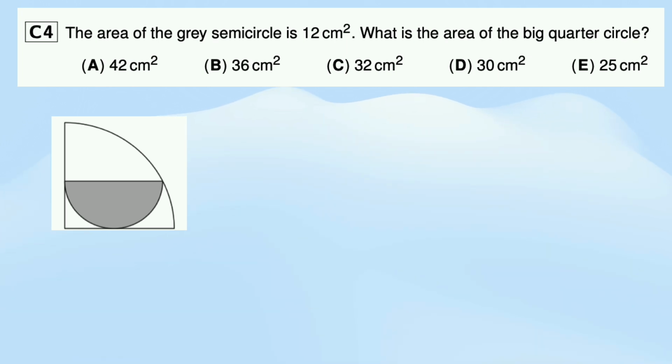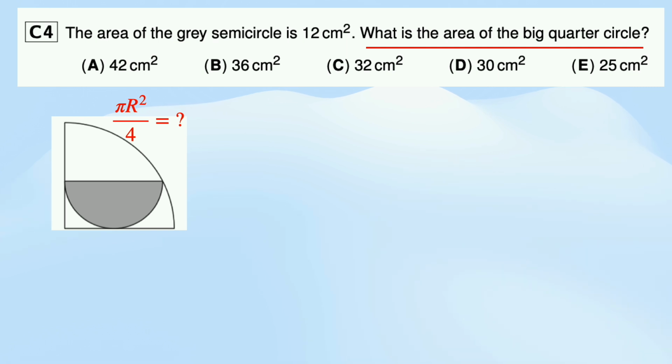To determine the area of the quarter circle, we need to know its radius, which of course must be related to the given information, the area of the semicircle. But how can these two be connected? To make the solution clearer, I will label the relevant points with letters.